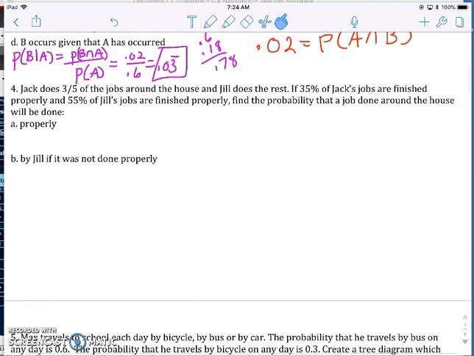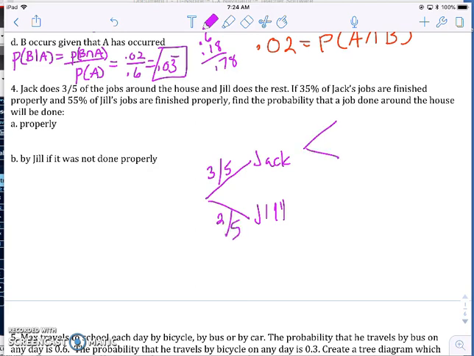So Jack does 3/5 of the job around the house and Jill does the rest. If 35% of Jack's jobs are finished properly and 55% of Jill's are finished properly, find the probability that a job around the house will be done properly. So I'm going to make a diagram here. We have Jack and Jill. So 3/5, which means Jill does 2/5. And then properly, not properly done.